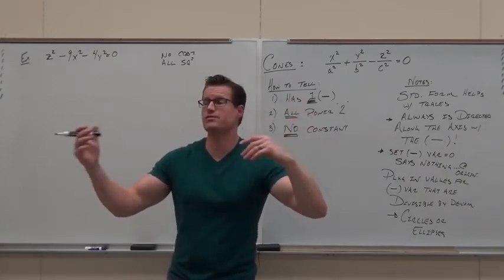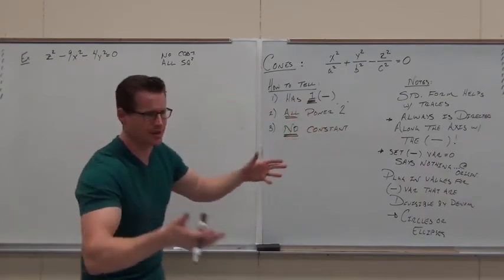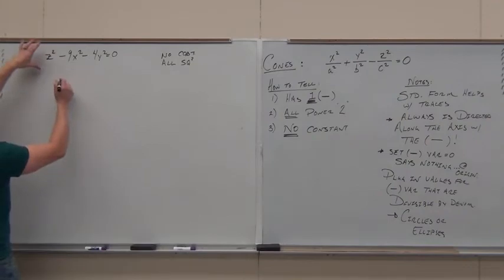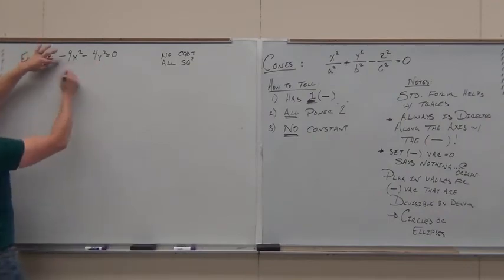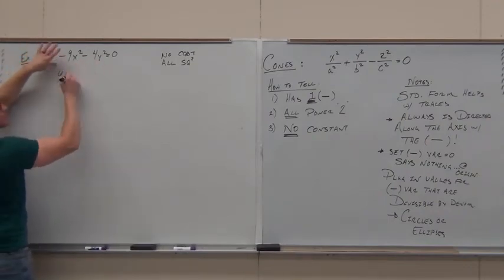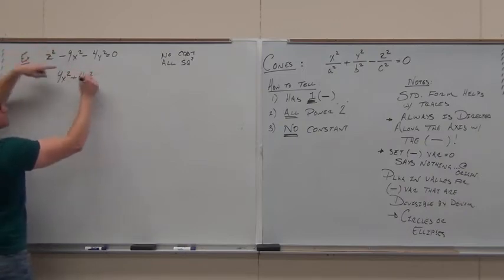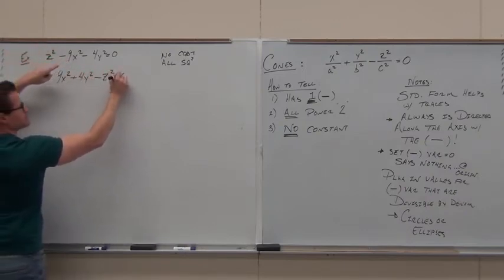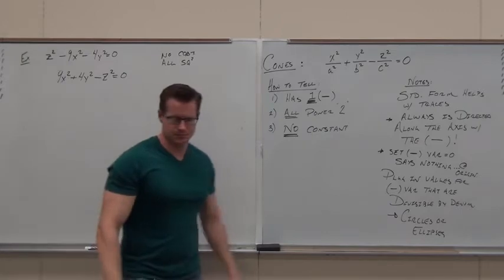Just change all your signs, divide by -1, multiply by -1, add everything to the other side. I don't care how you do it. Just put them in the correct order. We're going to go, okay, let's add this. Let's add this. Let's subtract this. And now we have that.